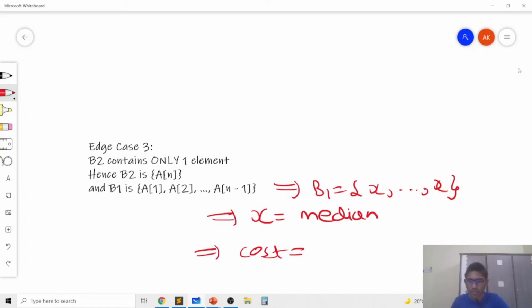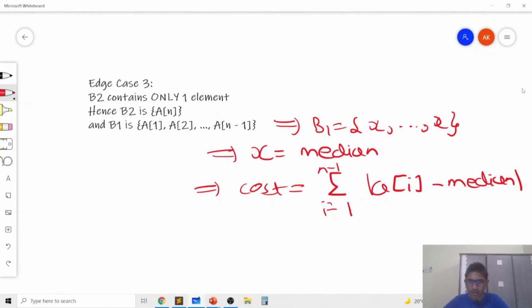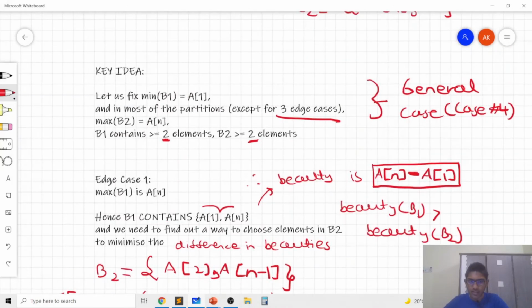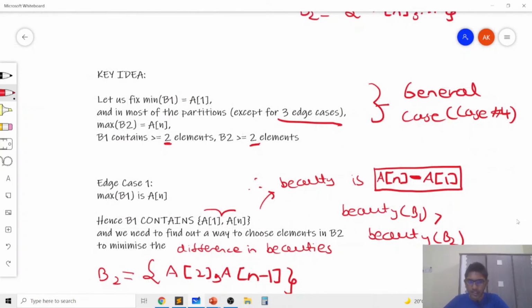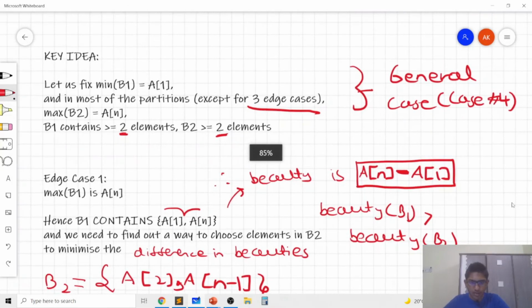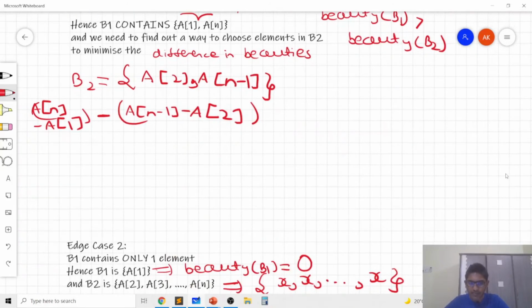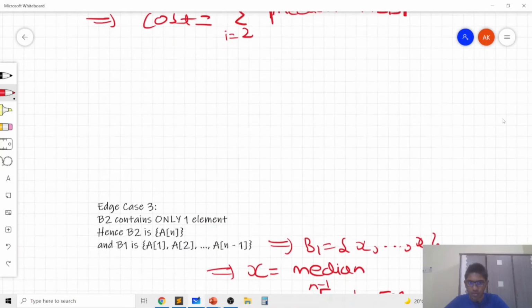And now the cost is just the sum over all i going from 1 to n minus 1 of the absolute value of ai minus the median in this case, and hence this will be the number of operations required. So we have handled all the three edge cases successfully. In the first edge case, B1 contains both A1 and AN. In the second edge case, B1 contains only A1, and in the third edge case, B2 contains only AN.